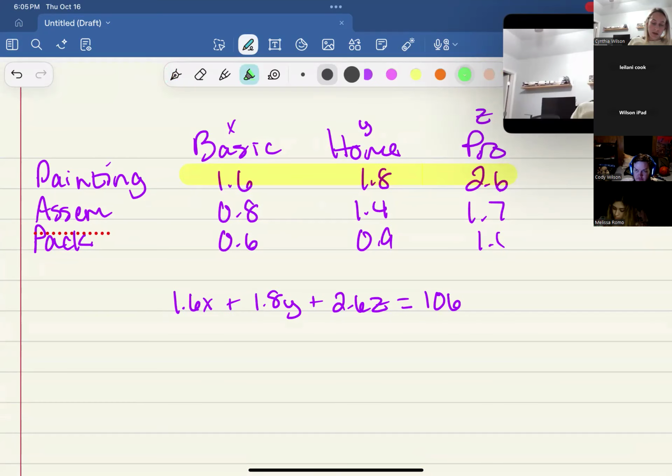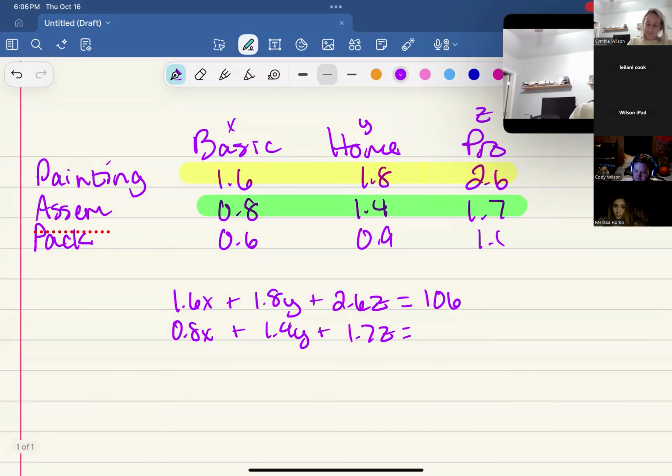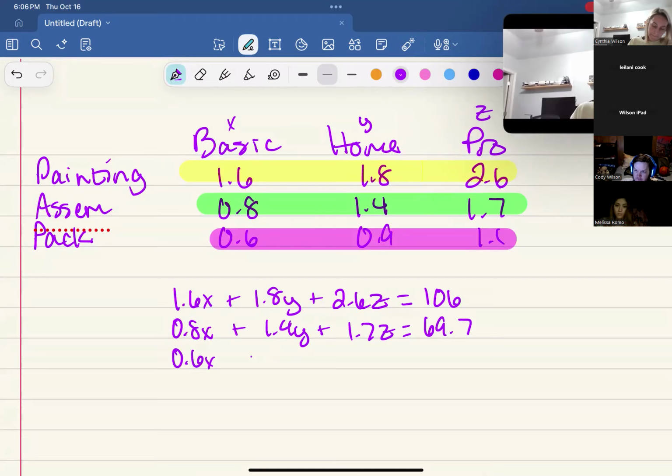And then we do it again for assembly. So 0.8X, 1.4Y, 1.7Z. And that one, assembly, was 69.7. And then one last time for packaging. That one was 46.